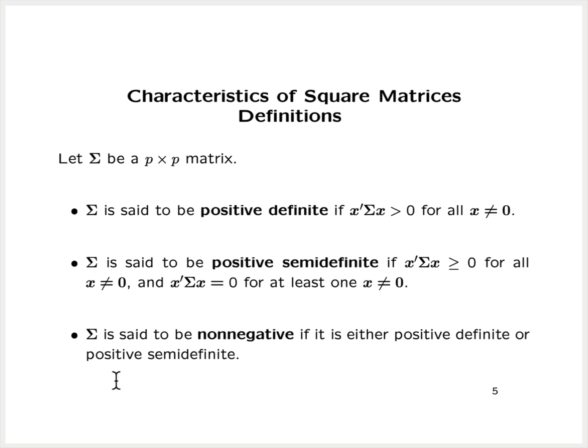And then finally, capital Sigma is said to be non-negative if it's either positive definite or positive semi-definite. So what we need to take away from this slide is that if a p by p matrix is positive definite, or if it's positive semi-definite, then it will be non-negative. And that's going to be important for us because as we start talking about covariance matrices, we'll see that that characteristic comes into play.